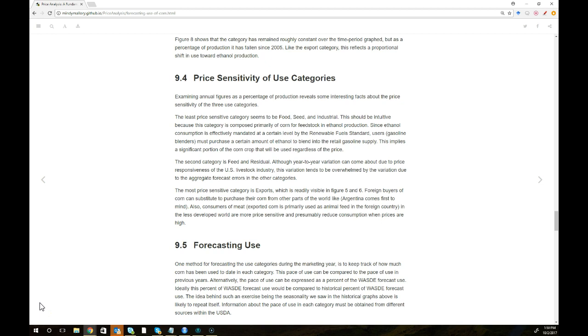Now, as we transition from thinking about price sensitivity in these use categories to trying to forecast the use categories, you should probably be able to guess that we will need to pay the most attention to trying to forecast the most price-sensitive category. Because a category not being price-sensitive means whether prices are high or prices are low, the use in that category will be fairly close to whatever the trendline use is, and therefore making it easier to forecast. So when you listen to people talking about trying to forecast use in the balance sheet, a lot of effort is given to trying to forecast the exports category.